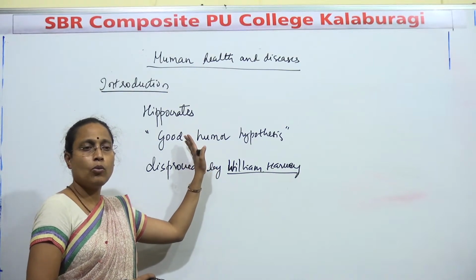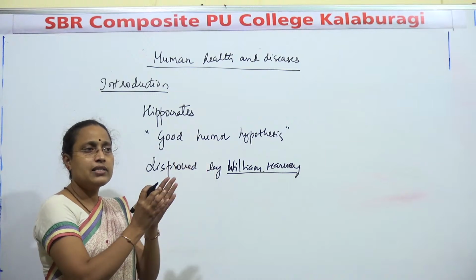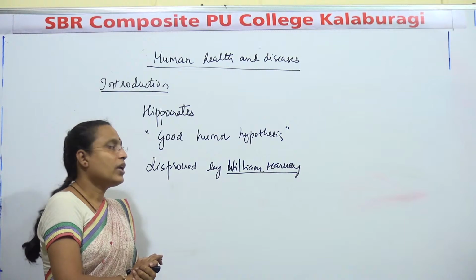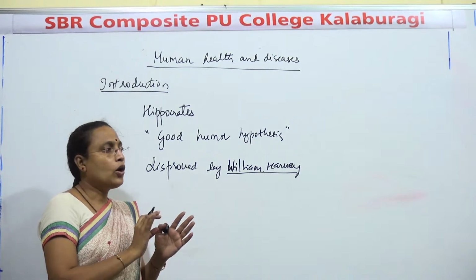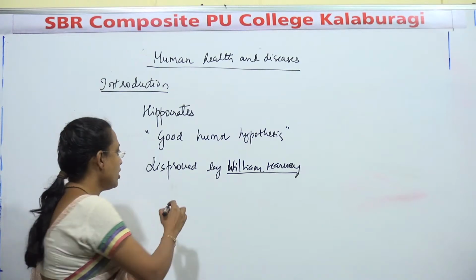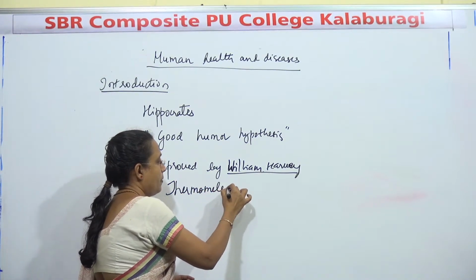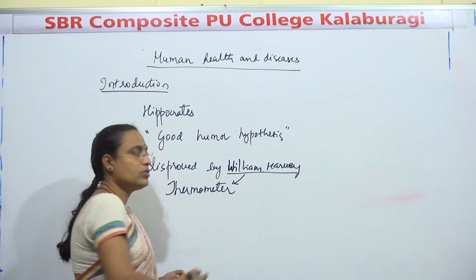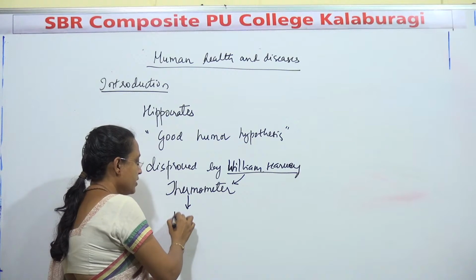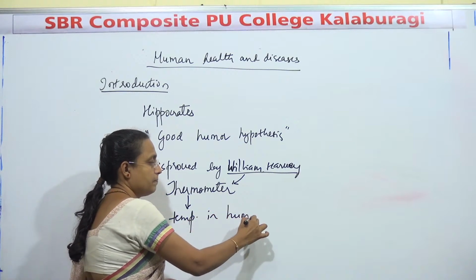A person who has more black bile has a body of hot personality, his temperature will be a bit higher, and he can get fever very quickly. So he proved that there cannot be people with more temperature or less temperature. So he used what? Thermometer. William Harvey used a thermometer. Using the thermometer, he found that temperature in humans is constant.